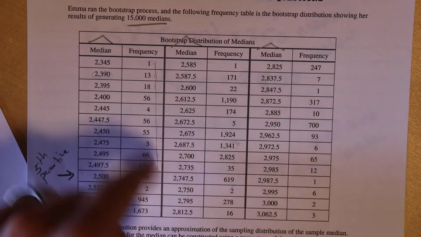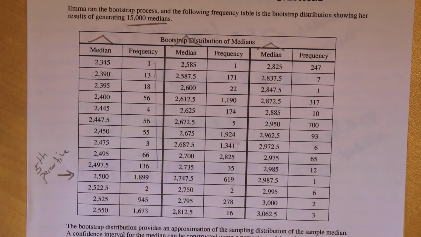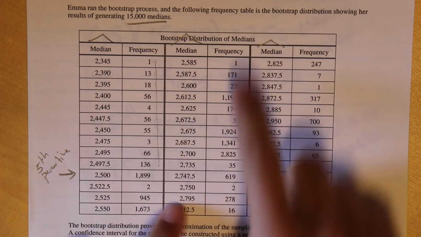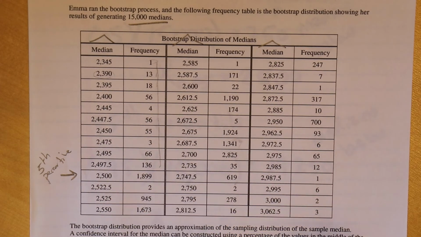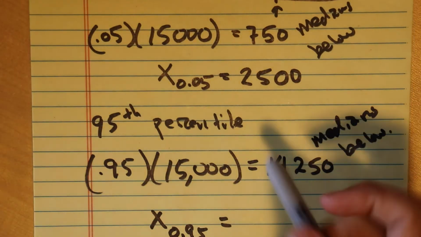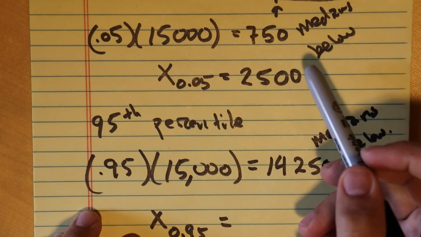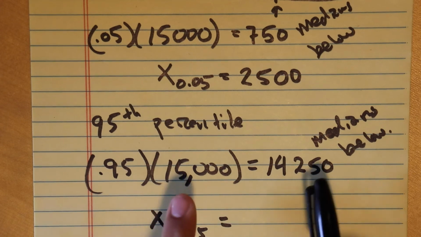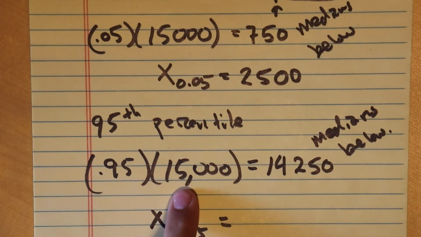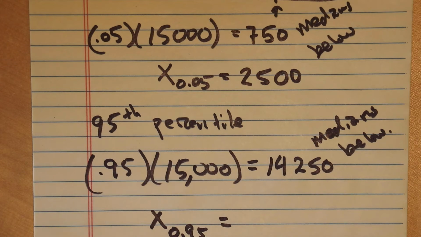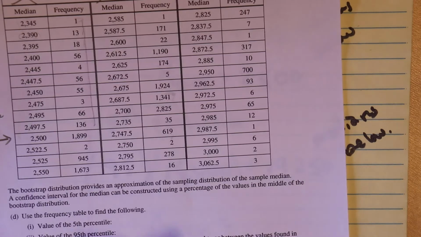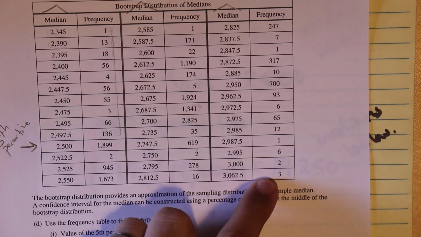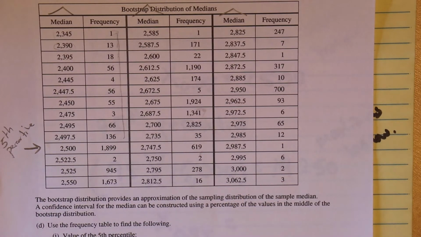I don't want to add all that up. That seems really not fun. However, I could add this all up to try to get to 14,000, but I also know that 5% of 15,000 is 750, and that's the lower bound. So if I go 750 from the top, I could cut the 750 from the top, and then I'll find the approximate 95th percentile as well.